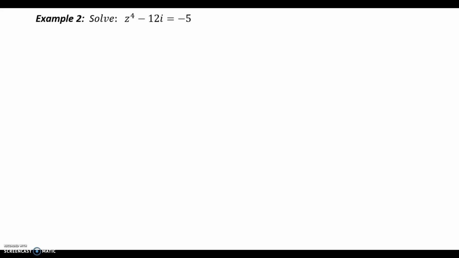This video is a continuation from Complex Roots Part 1, so if you haven't watched that, I would advise you to watch that first. Now, here we are solving an equation, z to the power of 4 minus 12i equals negative 5. Just like we do with any equation, we try to make z, or the variable, the subject. So let's start by making z to the power of 4 the subject.